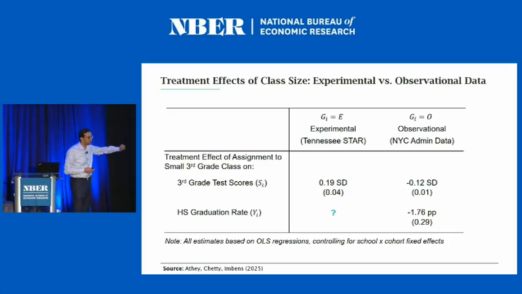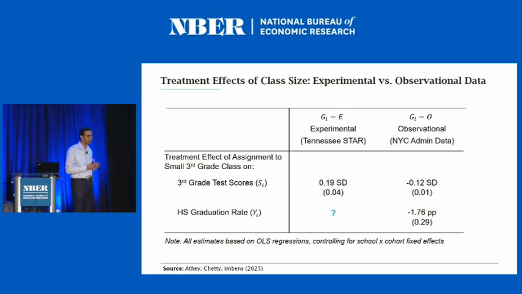And so our target parameter in some sense is that green question mark there. What is the effect in the experimental data of being assigned to a small class on high school graduation rates? Now, how are we going to figure that out? We have observational data. We have lots of observational data nowadays where we record information on things like class size. We also record information on things like high school graduation rates. Here I give you an example from New York City where we see that kids in small classes actually have lower test scores on average. So that right there shows you that there's probably some selection going on. And they also graduate at lower rates.